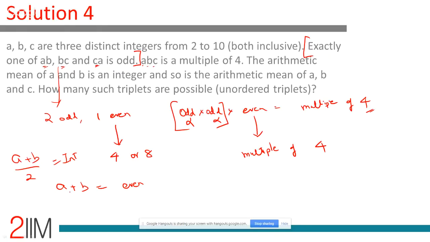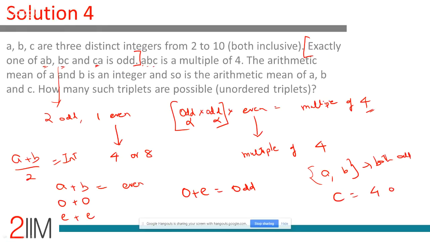Think about this. Odd plus odd is even. Even plus even is also even. Odd plus even is odd. So A and B have to be either both odd or both even, and we cannot have one odd number and one even number. We cannot have both be even because we're dealing with two odd numbers and one even number. This tells us A and B are both odd and C is either 4 or 8.